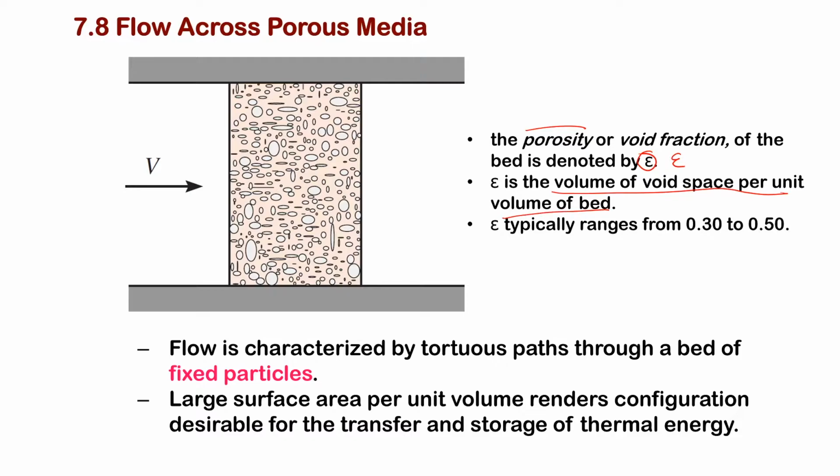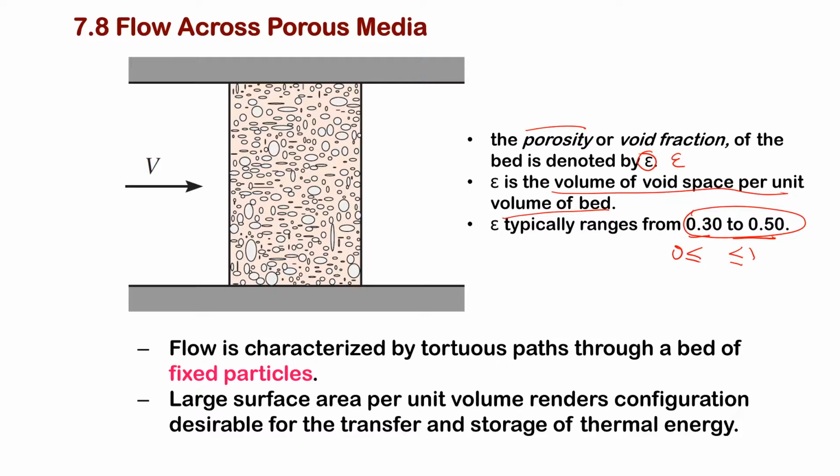In most applications, it ranges from 0.3 to 1, but theoretically its upper and lower limits are from 0 to 1. Okay, so these are the theoretical limits. But for most chemical engineering applications, they are in the range of 0.3 to 0.5.